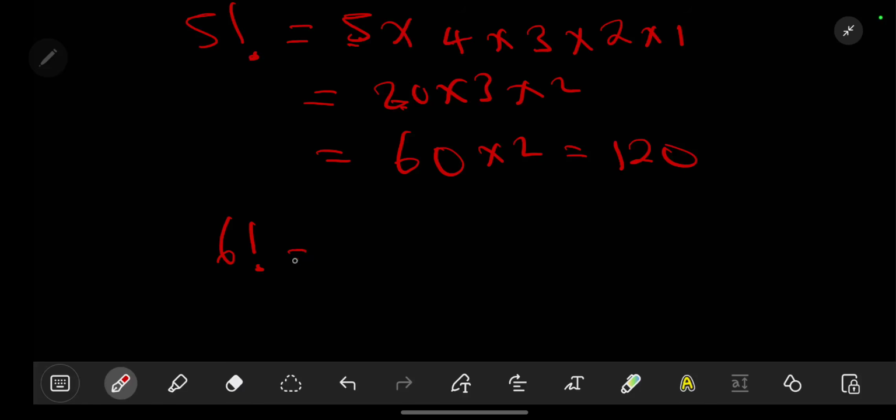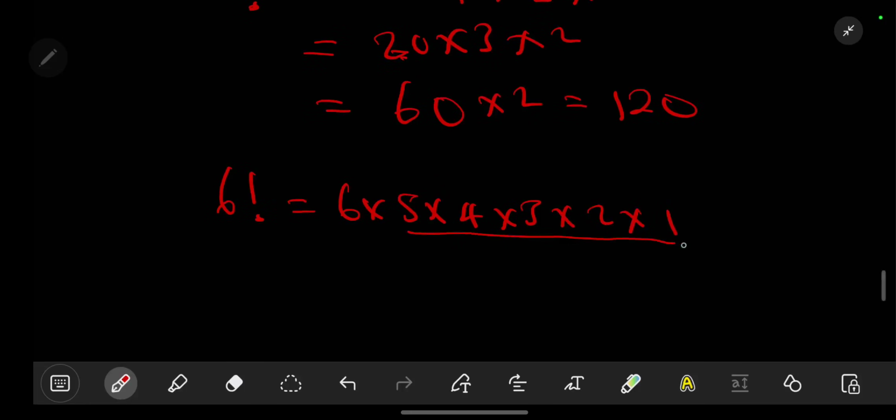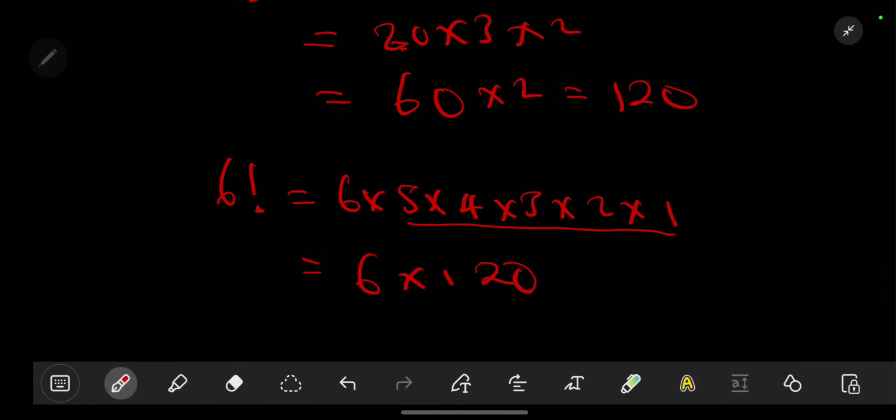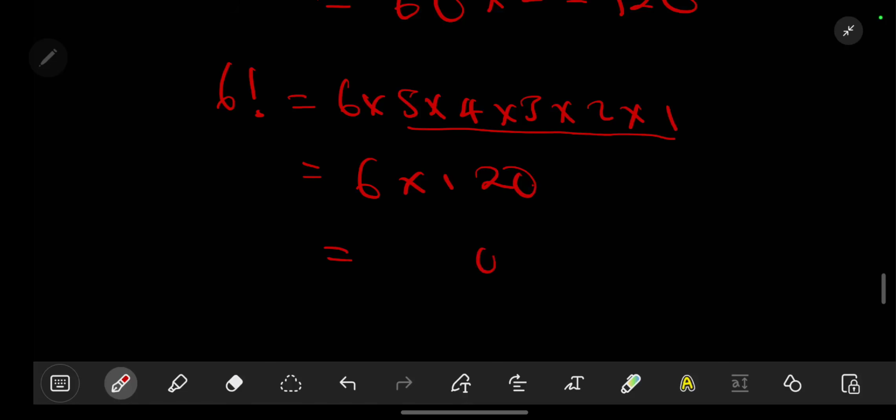So 6 factorial is equal to 720, which will be 6 times 5 times 4 times 3 times 2 times 1. So we have this whole thing. If you multiply, we have already found that it's 120. 120 times 6, it will be 720.